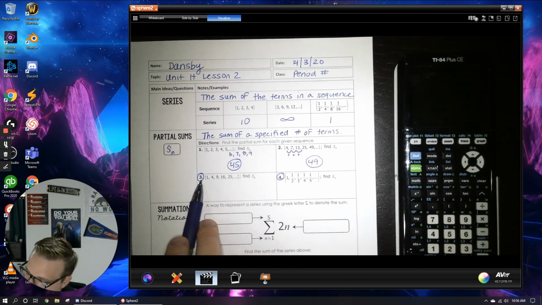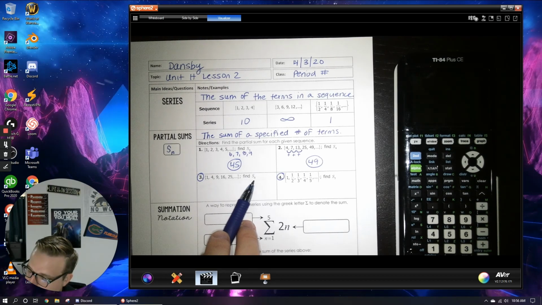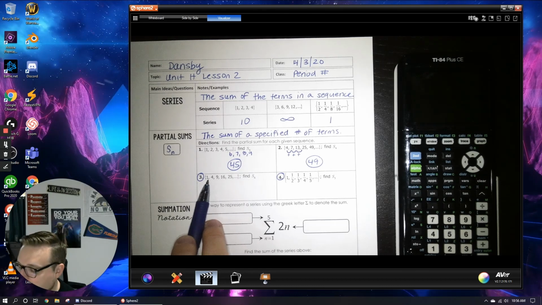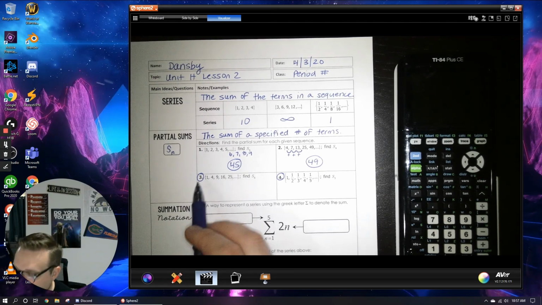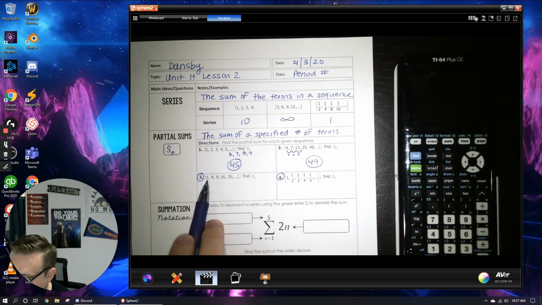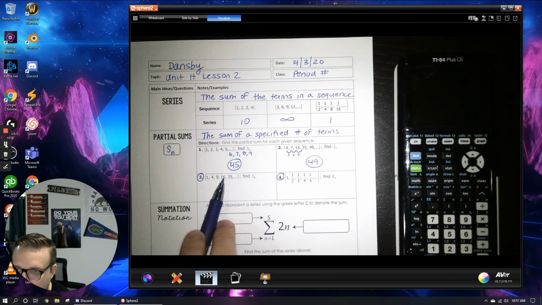So on number 3, they want me to find the partial sum up to the 6th term. So I was given 5 of them, and I only need to find out what the next one is. So let's try and figure out what the pattern is that's happening here. It looks like the first term is 1, second term is 4. If I'm going to look at it like addition, I'm adding 3, but then from 4 to 9, I'm adding 5, and then from 9 to 16, I'm adding 7. That's not really a pattern I can follow.